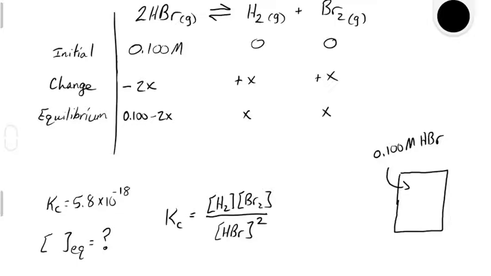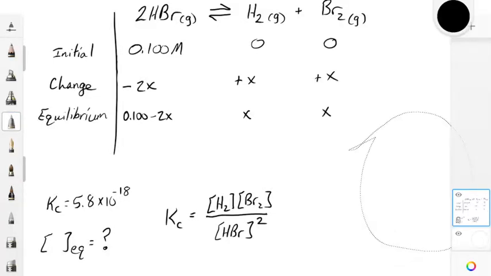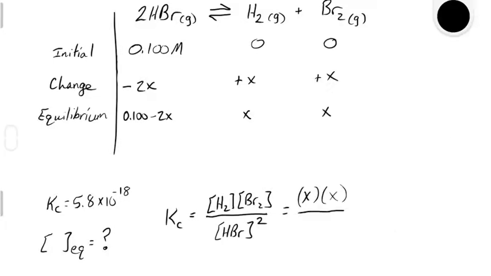Now we can take this information and plug it into our equilibrium expression. We can simplify this a little bit. Now we could expand the bottom term, or we could recognize that x is going to be extremely small compared to the initial concentration of HBr.